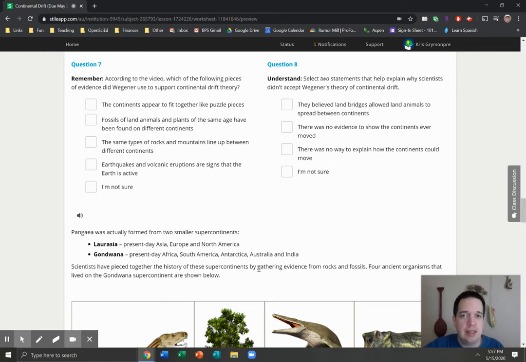Number 8, select 2 statements that help explain why scientists didn't accept Wegener's theory of continental drift. Why didn't they believe him? So there's 2 right answers to that one.